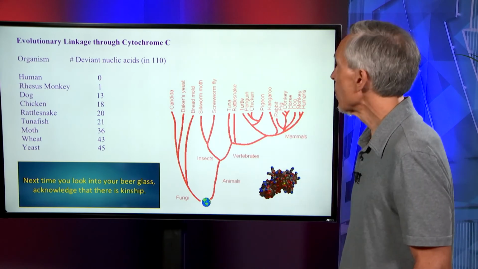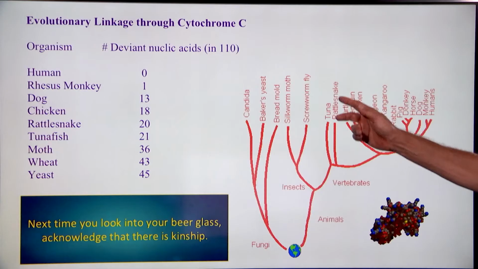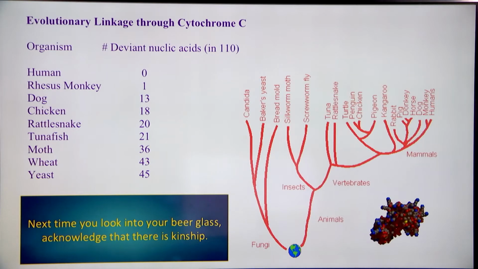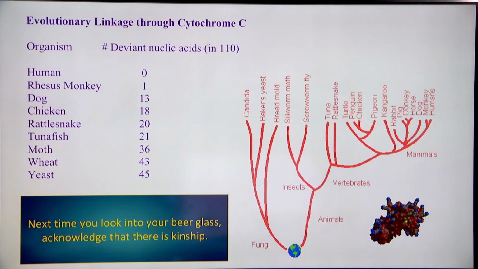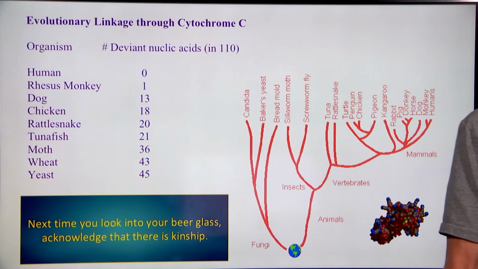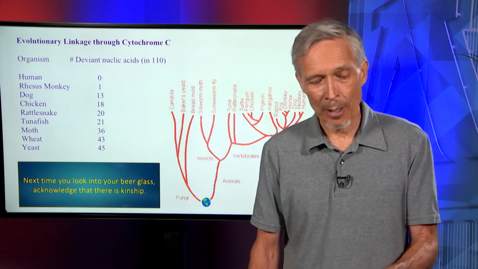Using cytochrome C, we can look at the number of deviant nucleic acids, which gives us the genetic overlap. And as mentioned, our genetic overlap with our ape ancestors is 99%, with dogs 87%, but we actually share almost half our DNA with simple yeast. So the next time you look into your beer glass, you can acknowledge there's some kinship there.